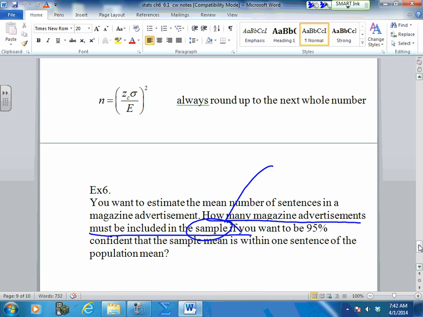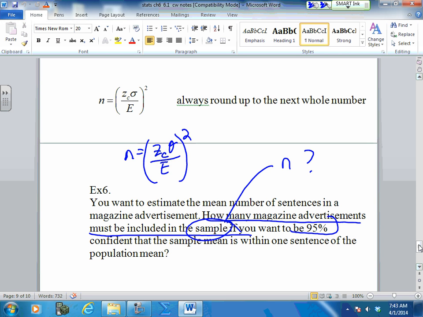It's asking me to find your sample. You have to realize which it's asking you for. This is what it's calling how many in your sample. What would your sample size be? How many should I look at? That's asking for a sample, not an interval. So once we see this, we know we need this formula. We still need your Zc, we need your standard deviation, we need your margin of error.